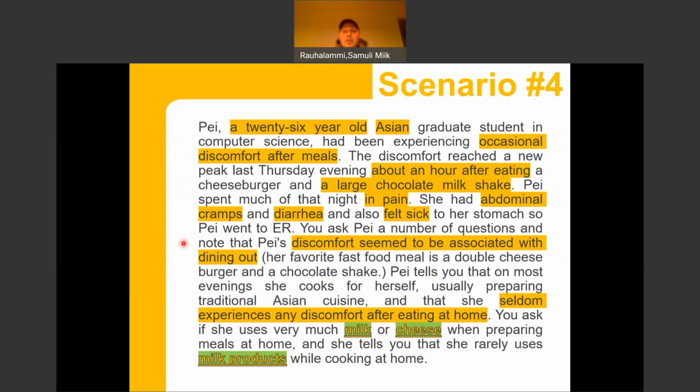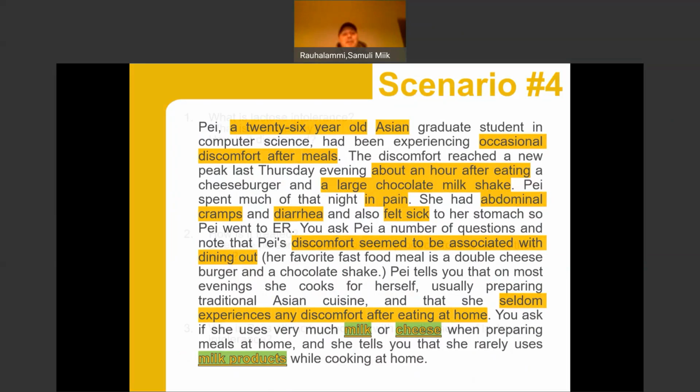Based on the consultation, we see that the discomfort seems to be associated with her dining out. This double cheeseburger and chocolate shake might be the culprits, we think. Most evenings, Pei cooks for herself, usually preparing very traditional Asian cuisine, and she rarely has any issues with that diet. We ask about the use of dairy products, and we find out that in her day-to-day life, where she cooks the Asian cuisine, she rarely uses dairy products. So let's have a look at questions for this scenario.